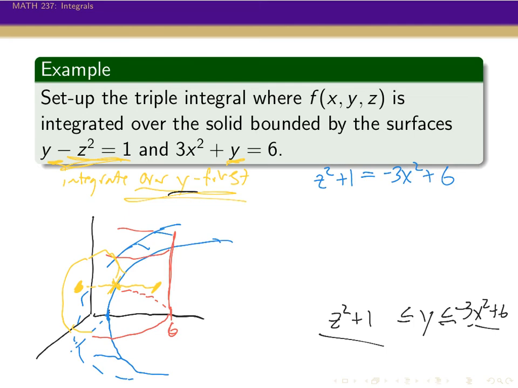So let's move these all to the same side. So we have 3x squared plus z squared equals 5. And so this is going to be an ellipse. We're going to have 3/5 x squared plus z squared over 5 equals 1.